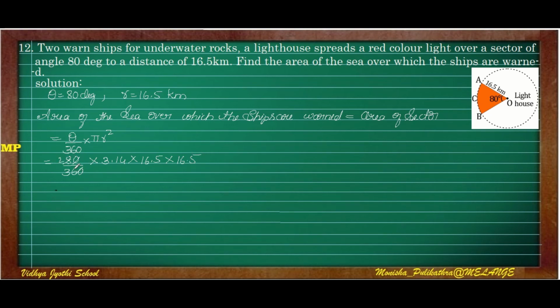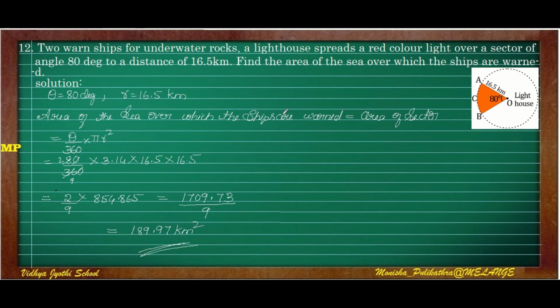So here 4 2s are and 4 9s are. So 2 by 9. So the multiplication of the whole thing we will get 854.865. So the multiplication of the numerators, we will obtain 1709.73 whole divided by 9. So the area of the sea over which the ships are warned is equal to 189.97 kilometers square. Up to this kilometer, the lighthouse will warn the ships.